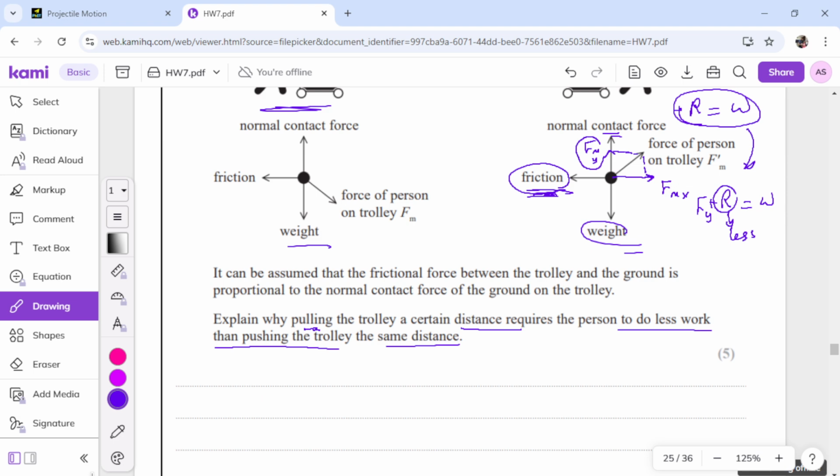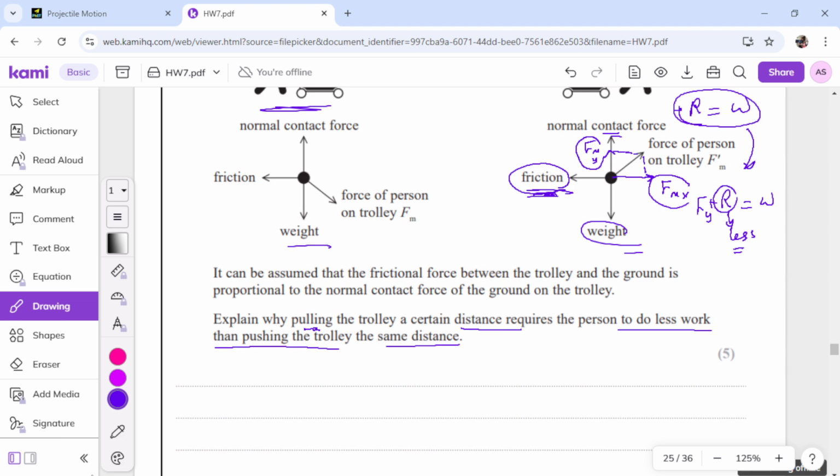The friction force becomes less. This is what will happen. If the friction force becomes less, now we need a lower force, or we need to do less work against the friction. This is my explanation. Okay, so now we have to arrange our answers.